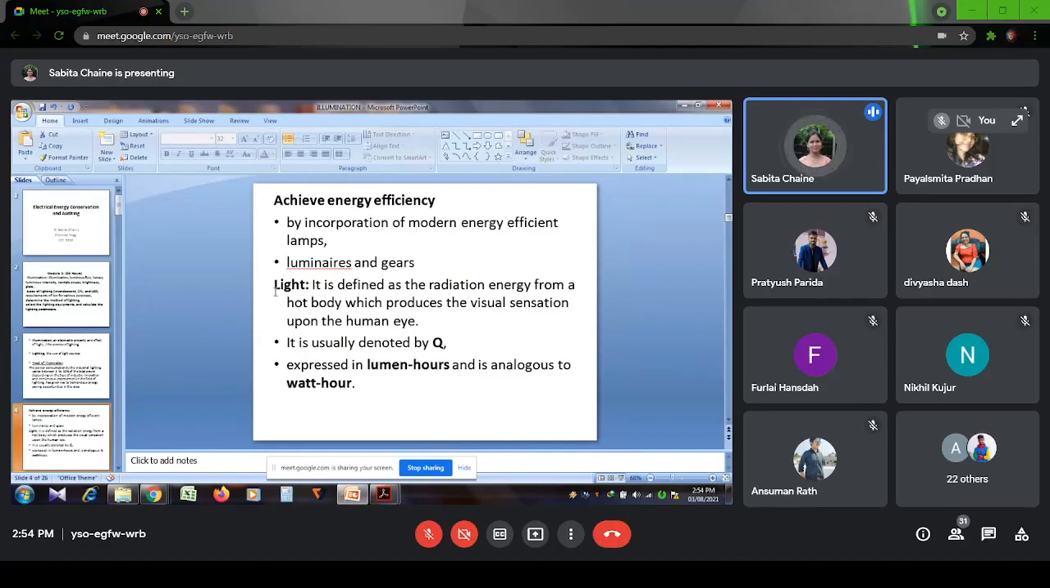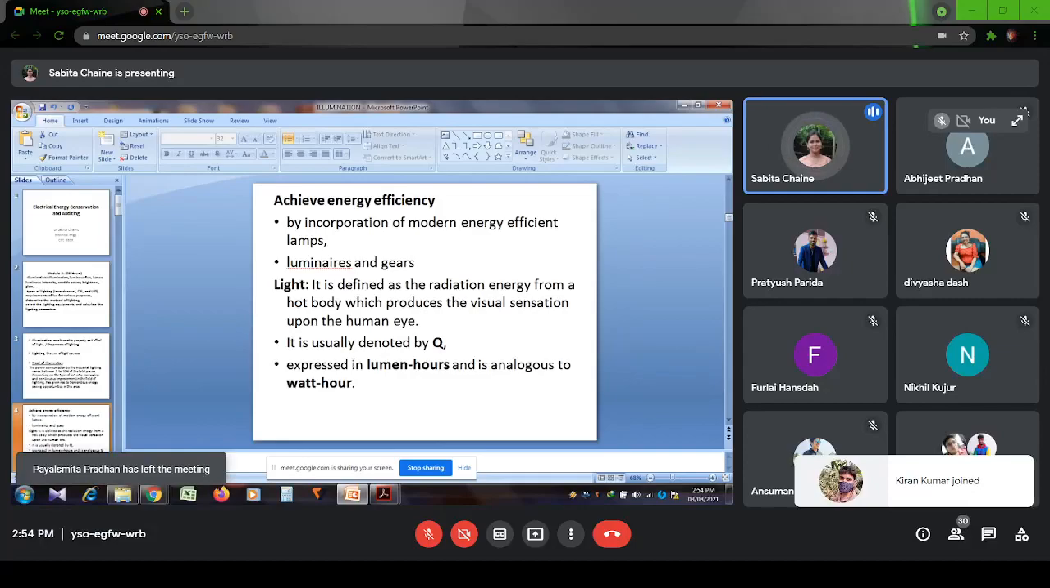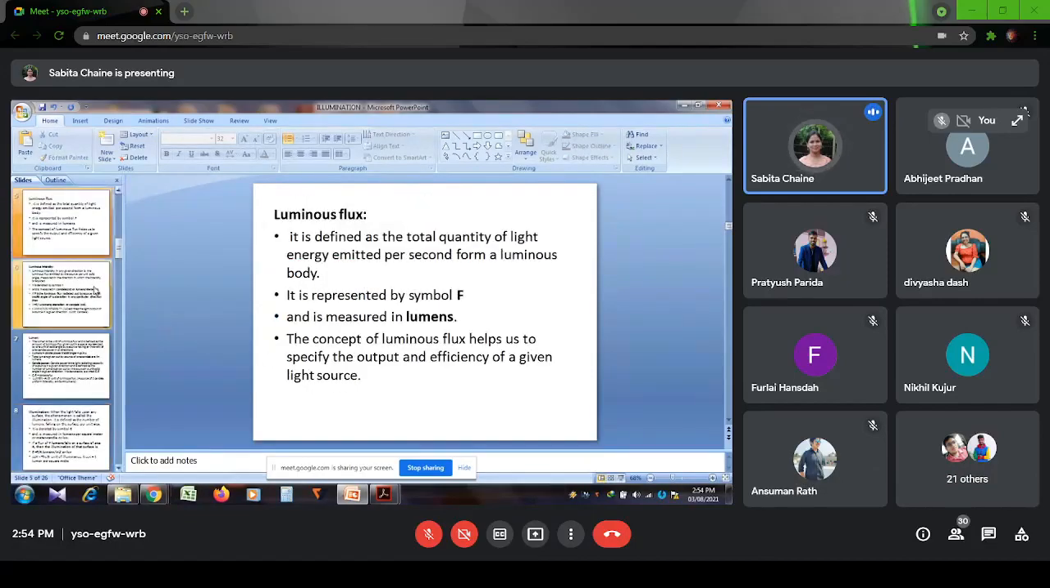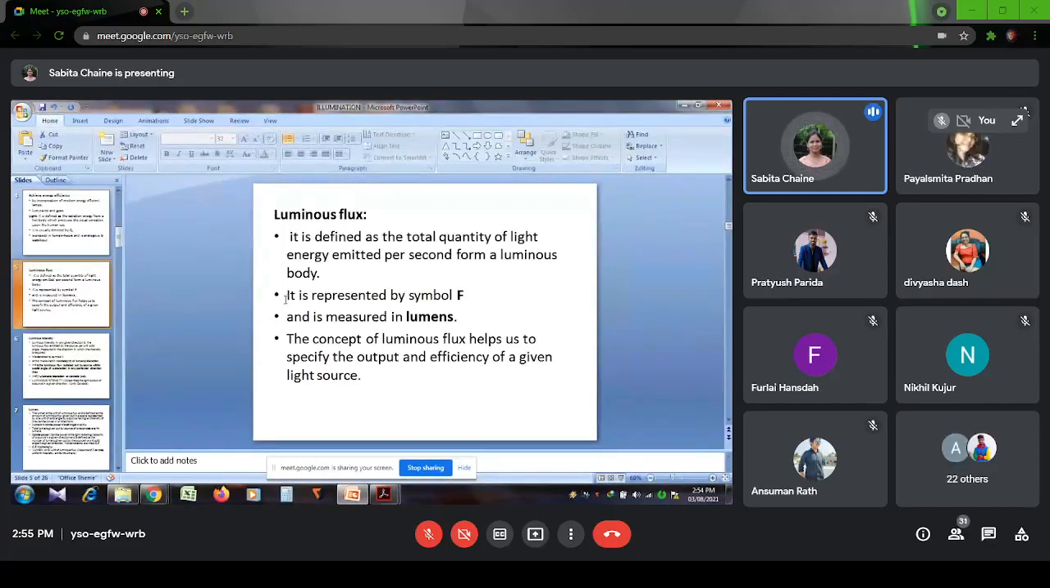So what is light, and we will write lumen into hour. The unit of light is lumen hours, and that is analogous to watt hour. Okay. So then we go for the luminous flux. In your syllabus that is already mentioned, so you go one by one. The first one is illumination, and then you go for the luminous flux.